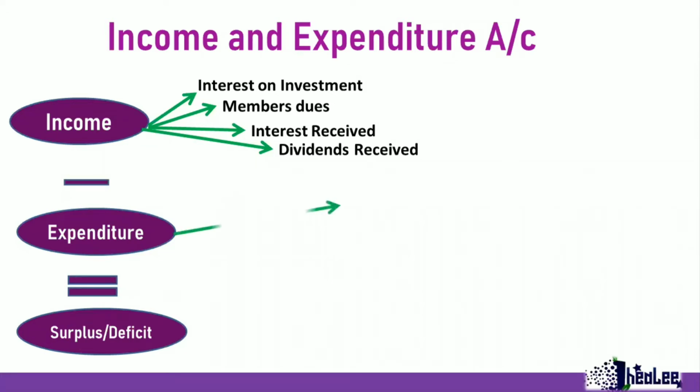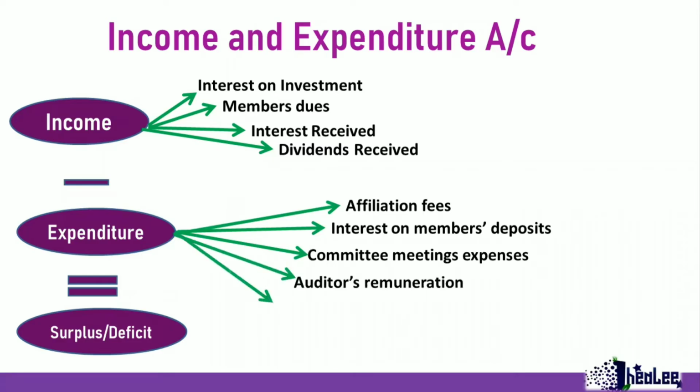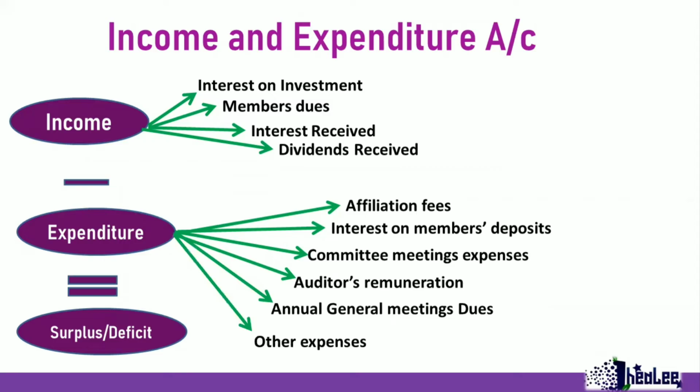We're going to look at the expenditure, and of course affiliation fees, interest on members' deposit, committee meetings expenses, auditors' remuneration. We also have annual general meeting dues, and all those other expenses that you are used to, such as lighting, water bills, internet. So in doing your income and expenditure account, remember it is your income less your expenditure, and that will give you either surplus or deficit.